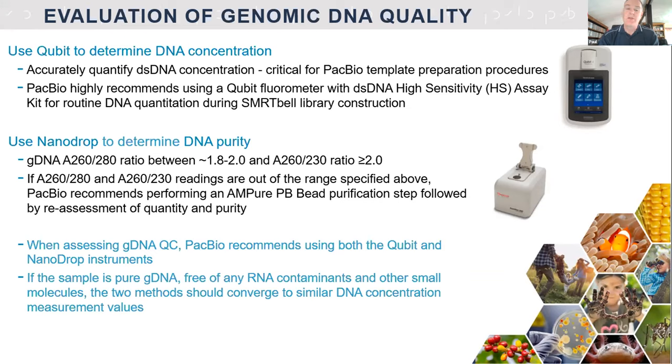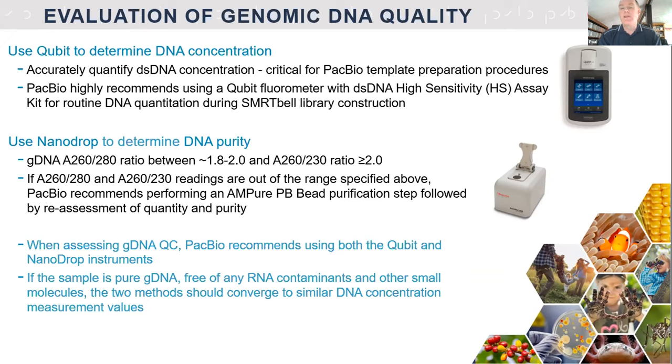And the other thing you can do to look for quality is to use a spectrophotometer. NanoDrops, very, very common. And you're looking really for two things. You're looking for a 260 to 280 ratio of around 1.8, and a 260 to 230 ratio of over two. And if you haven't got those, PacBio certainly recommend, and I would certainly recommend as well to customers, to do an AMPure PB bead cleanup to try and get that sample as clean as possible.